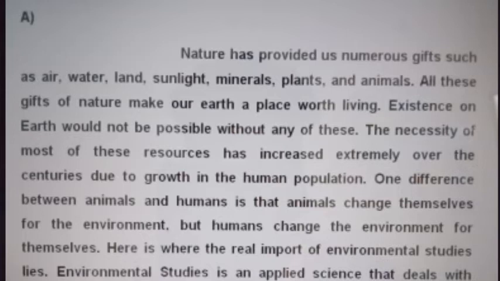Nature has provided us numerous gifts such as air, water, land, sunlight, minerals, plants, and animals. All these gifts of nature make our earth a place worth living. Existence on earth would not be possible without any of these. The necessity of most of these resources has increased extremely over the centuries due to growth in the human population.